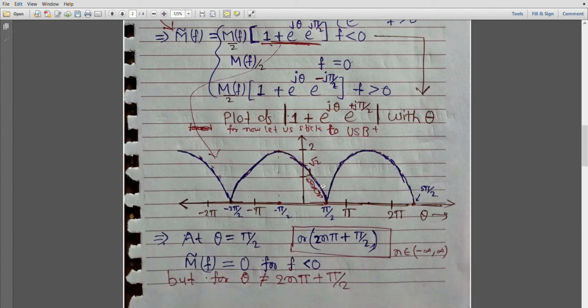And this function will vanish for theta equal to pi by 2, and we can also generalize this form as theta equal to 2n pi plus pi by 2, where n belongs to minus infinity to infinity, and n is an integer. So for this angle, theta equal to 2n pi plus pi by 2, this function will become 0.